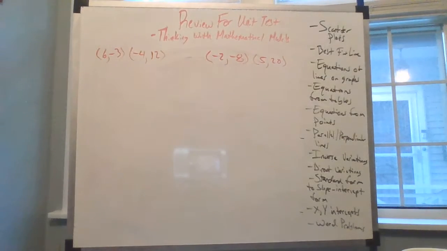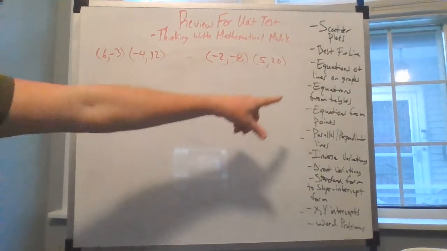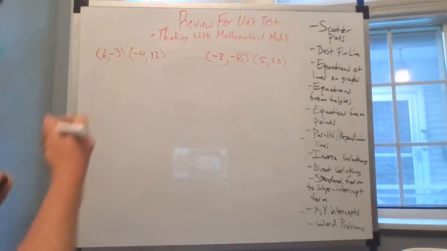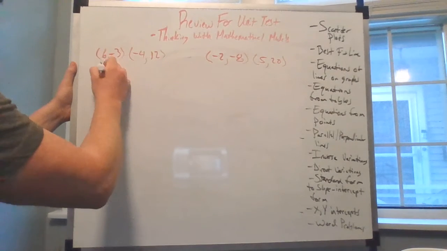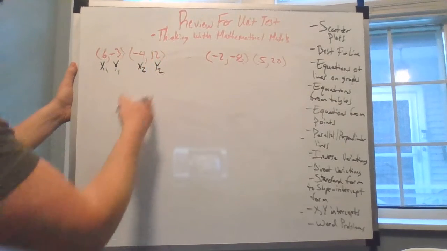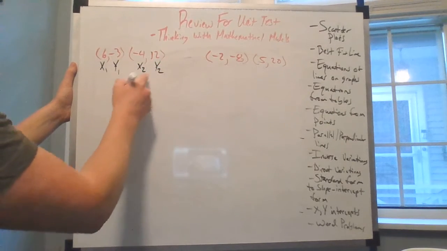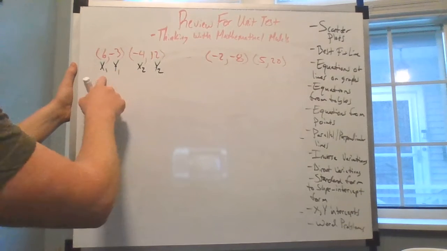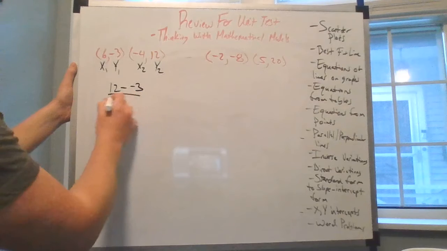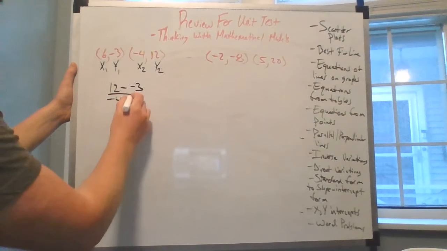Okay. Next, I'm going to go over equations from points, okay? And again, you've got to find that slope, you got to find that y-intercept, and then you write it as y equals mx plus b. And a lot of us are still doing this, which is fine. x1, y1, x2, y2. Let's find the slope first. So just remember, y2 minus y1 over x2 minus x1. So 12 minus negative 3 over negative 4 minus 6.